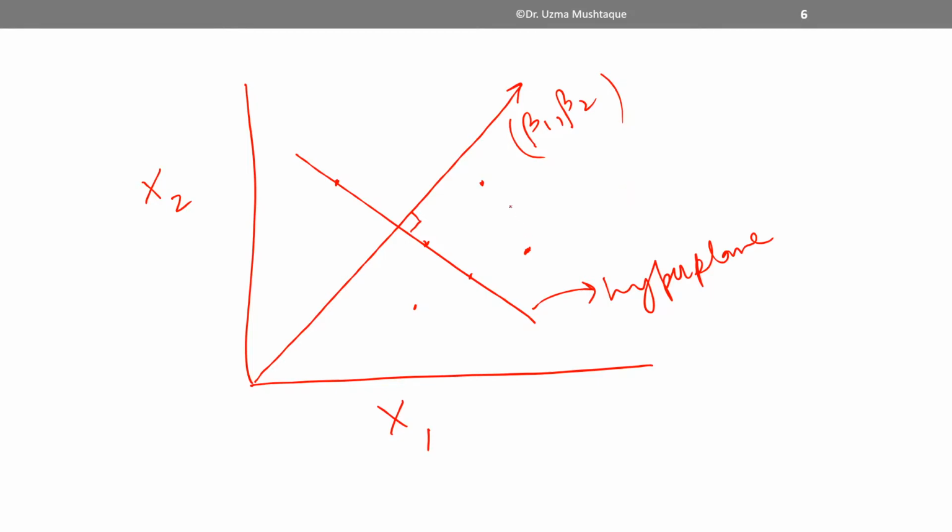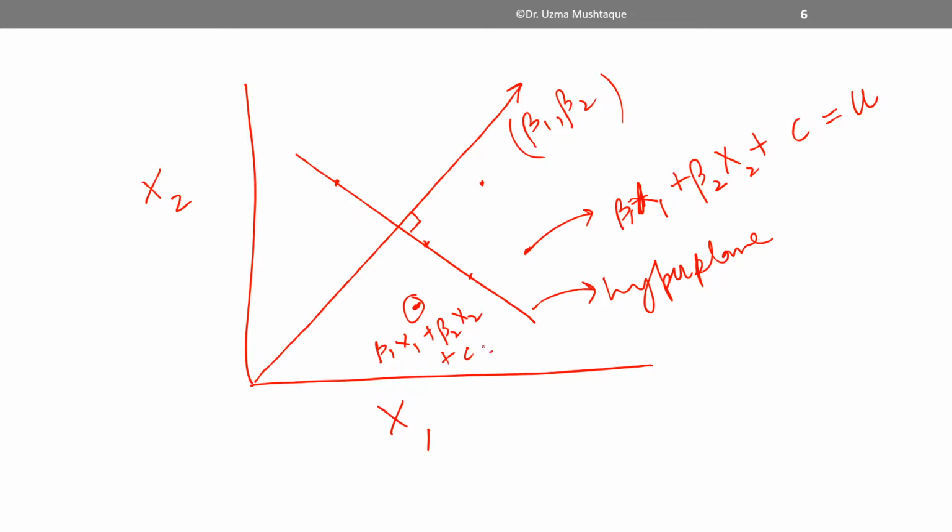For instance, this particular point can be represented as beta 1 times x1 plus beta 2 times x2 plus some constant, equal to some number u. Similarly, this point here can be represented in a similar way, beta 1 x1, beta 2 x2, plus some constant, equal to some number v or minus v. So the negative and the positive sign represent which side of the hyperplane these points lie.